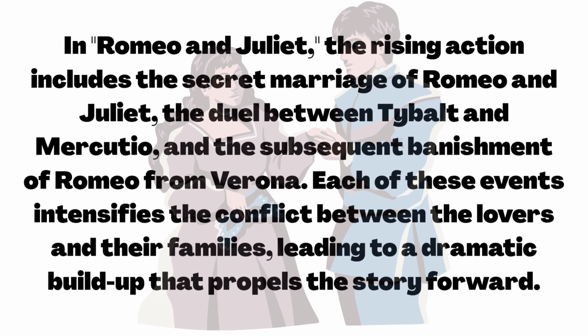In Romeo and Juliet, the rising action includes the secret marriage of Romeo and Juliet, the duel between Tybalt and Mercutio, and the subsequent banishment of Romeo from Verona. Each of these events intensifies the conflict between the lovers and their families, leading to a dramatic build-up that propels the story forward.